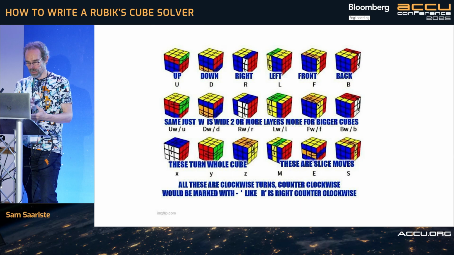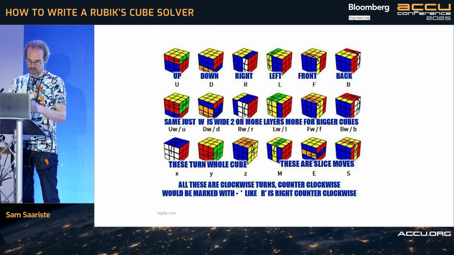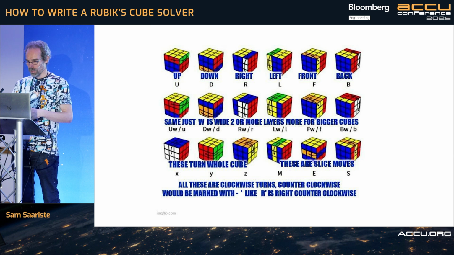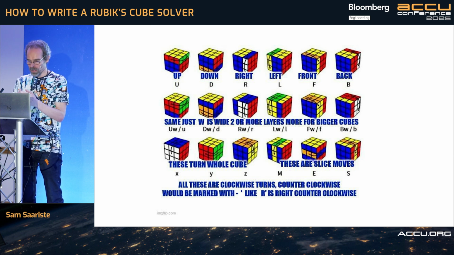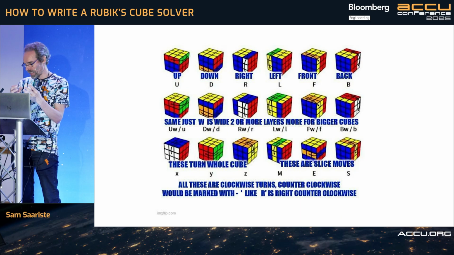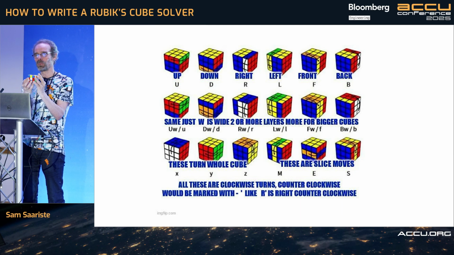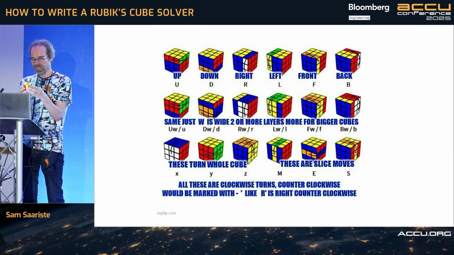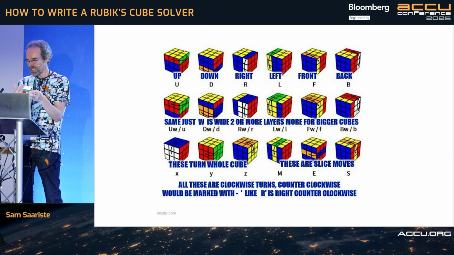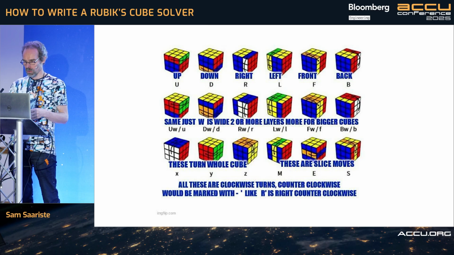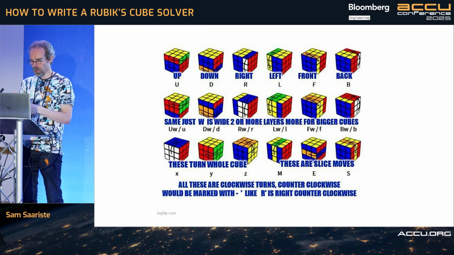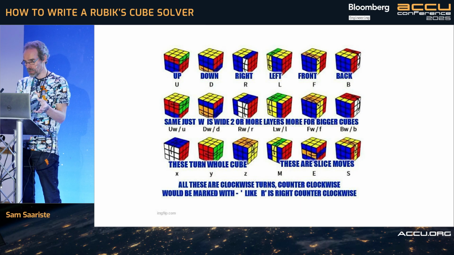Then you have the cube rotations, X, Y, and Z. That's just the whole cube rotating. And then you have slice turns, which again is equivalent to two outer turns and a rotation. But when you do an algorithm, this doesn't feel like you're rotating the cube. You're doing slice turns. And because we wanted to implement CFOP, the speed cubing method, we need to support those turns as well.